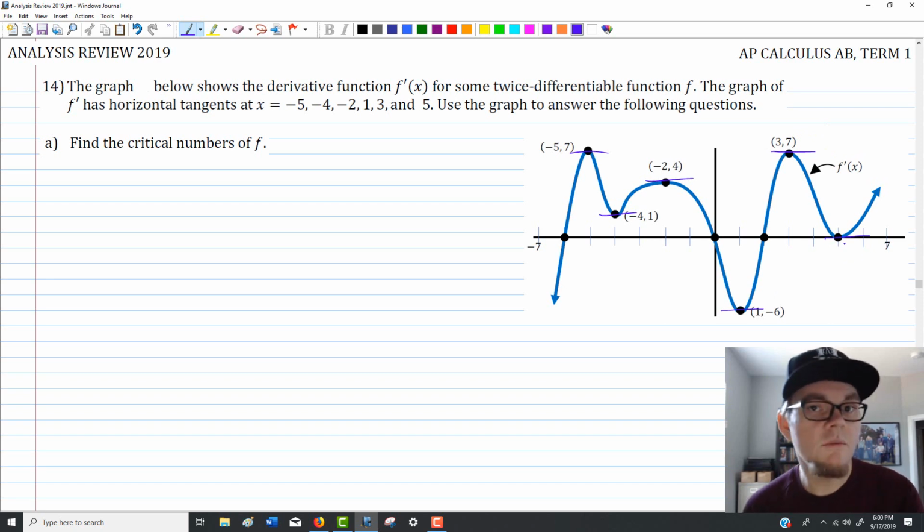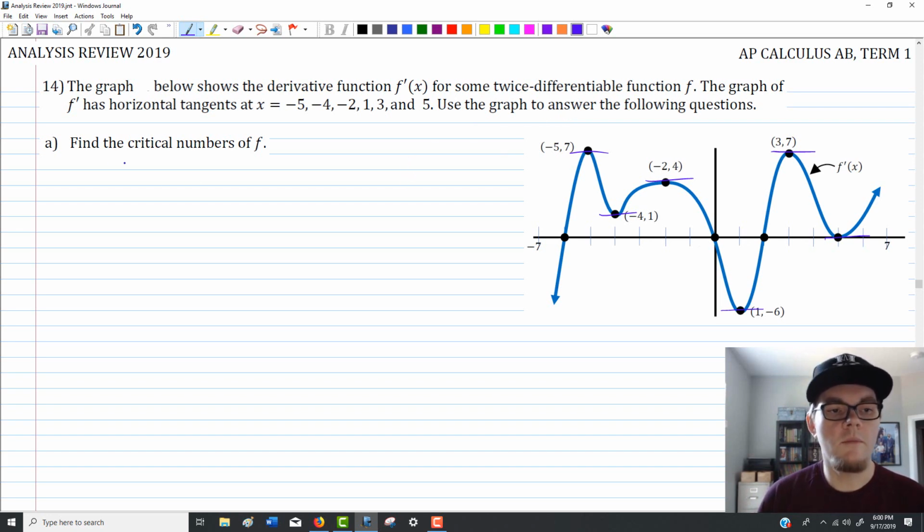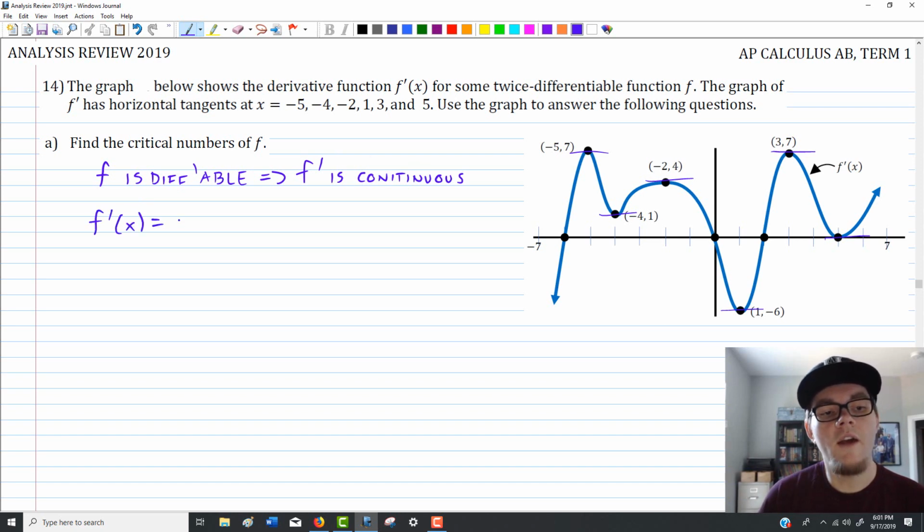So that was pretty reasonable. We're supposed to use the graph to answer the questions. So the first question, we are supposed to find the critical numbers of f. Well, in this case, it says f is differentiable, which tells us that f prime is continuous. And because of that, since f prime is continuous, it's defined everywhere. That means all we're looking for are the values of x where f prime of x equals 0.